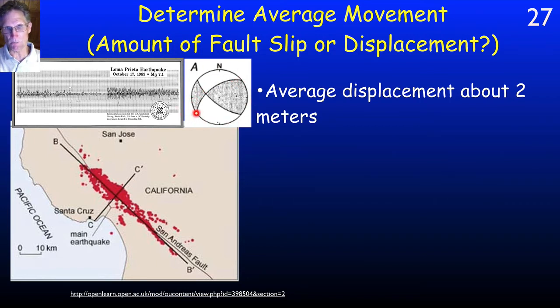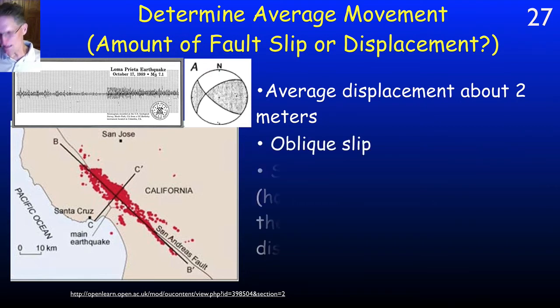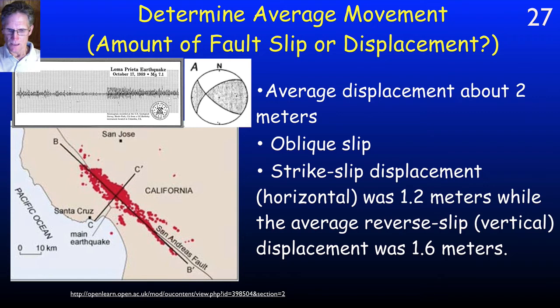And you see it's partially a checkerboard, but partially kind of a cat-eye pattern. This says it's oblique slip. It was oblique slip, meaning that part of the slip, in fact 1.2 meters of the slip, was strike slip or horizontal displacement.